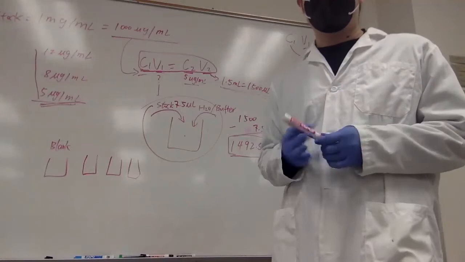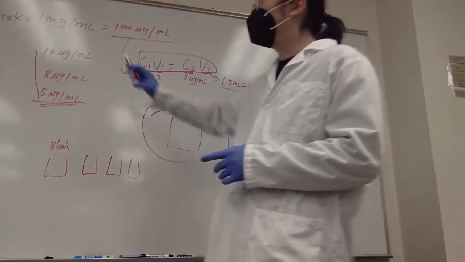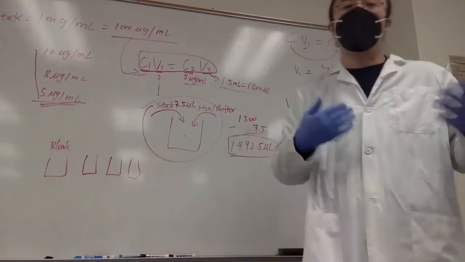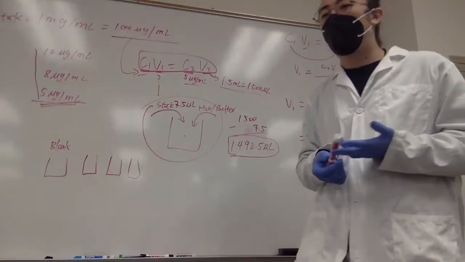If you have any questions, ask now, because I will leave 12 and 8 to you guys. You do the calculations by yourselves, and you need to show your calculation steps in your lab report. I just want to make sure everybody understands how to use this equation, C1V1 equals C2V2, to do the dilutions, because that is really important. In the following couple of labs, you will use this equation a lot.